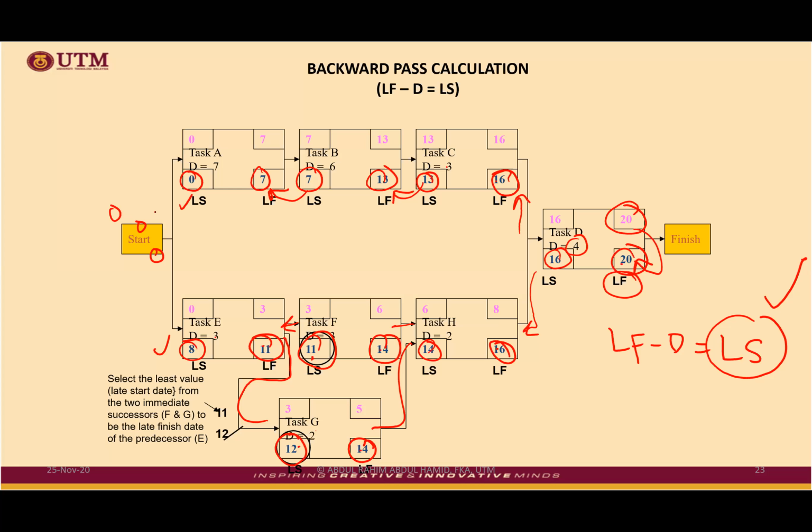Remember, how do we start? 0 plus 0 is equivalent to 0. 0 minus 0 is equivalent to 0. Now, we start with 0. We go back with 0. That is the checking. Okay, the checking.